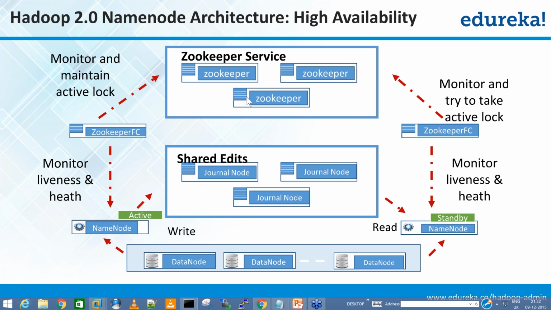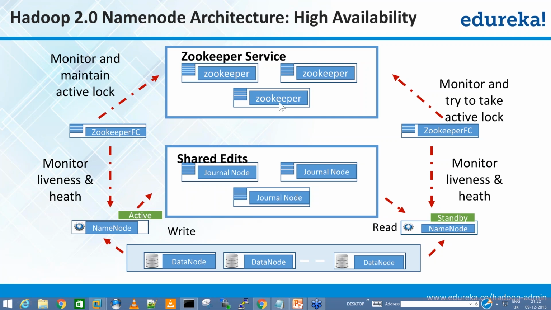What does the Zookeeper service actually provide? The Zookeeper service provides some Z nodes. In simple words, it is storing some session information, or the active standby elector lock. Once the Zookeeper failover controller comes to know that the active NameNode goes down, the Zookeeper failover controller, the active one, will change the session information here.